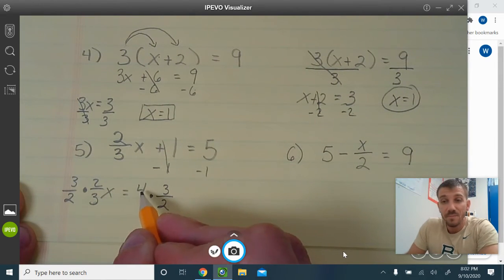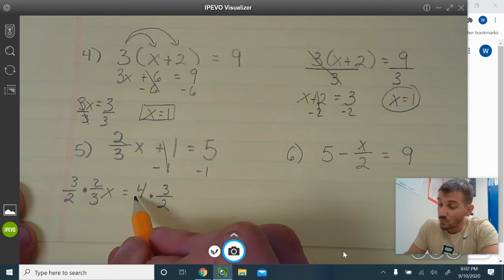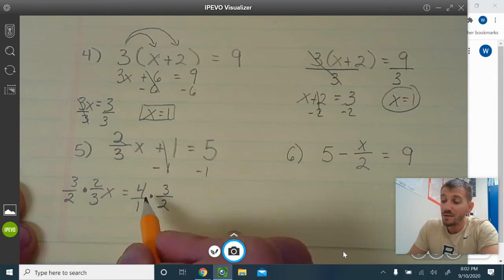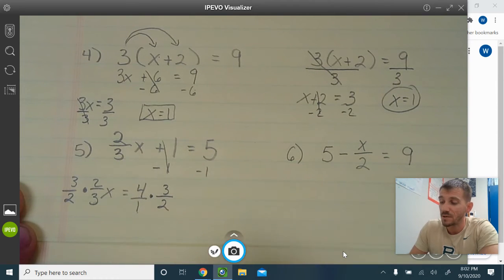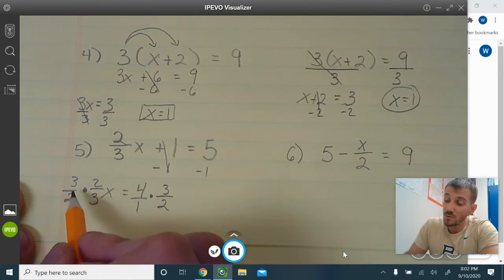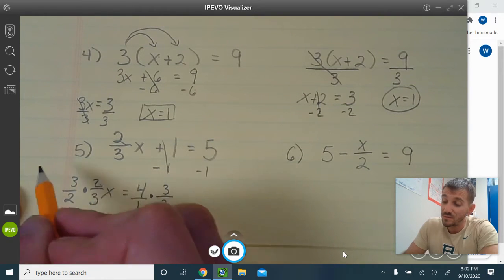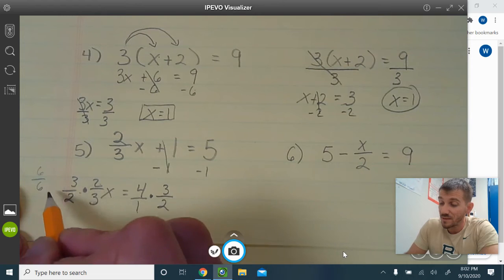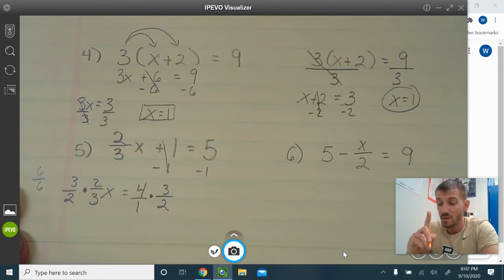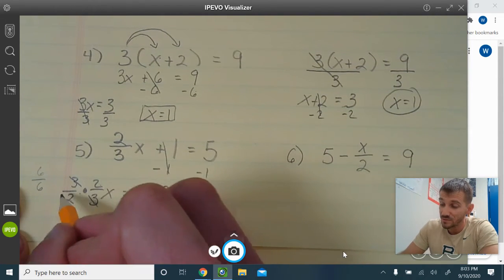4, if you needed to make it a fraction, you can. It's 4/1. Any number you need to make a fraction, you can always put it over 1. It'll make your life a lot easier. Look what happens here. 3 times 2 is 6. 2 times 3 is 6. And that is all becoming 1. It all goes away. It cancels out.